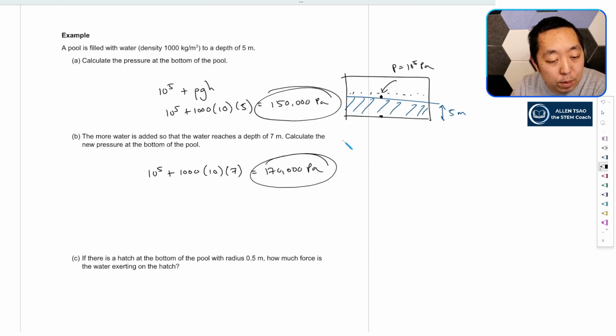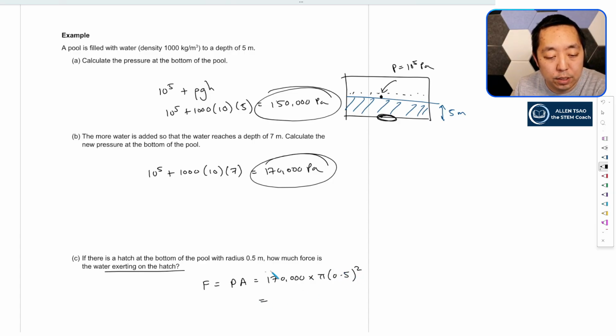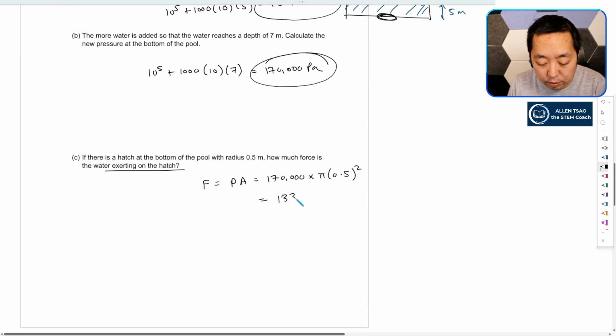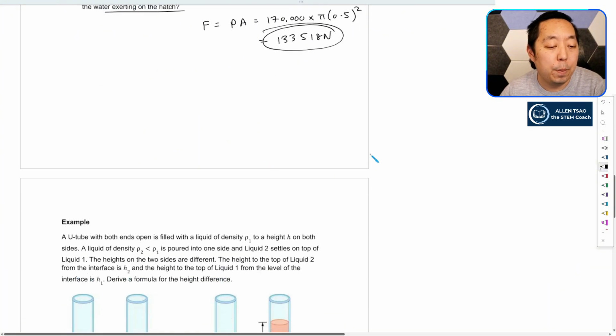If there's a hatch at the bottom of the pool with a radius of 5 meters, how much force is the water exerting on the hatch? Well, that force is pressure times the area. So it's going to be the 170,000 times the area, which would be pi r squared. This would be the area, and this would be the pressure down there. Let's use our calculator: 170,000 times pi times 0.5 squared, and I get 133,518 newtons.